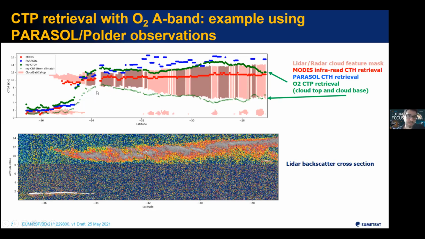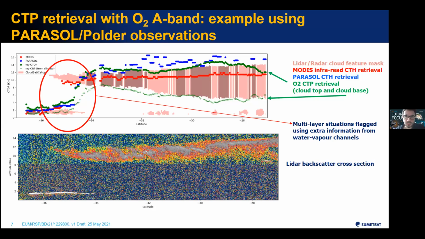Of course, the part in the middle where we have a two-layer situation, all algorithms tend to struggle a bit. And in this case, for this algorithm, that pixel would be flagged as a multi-layer, so is a lower quality for that part of the retrieval.